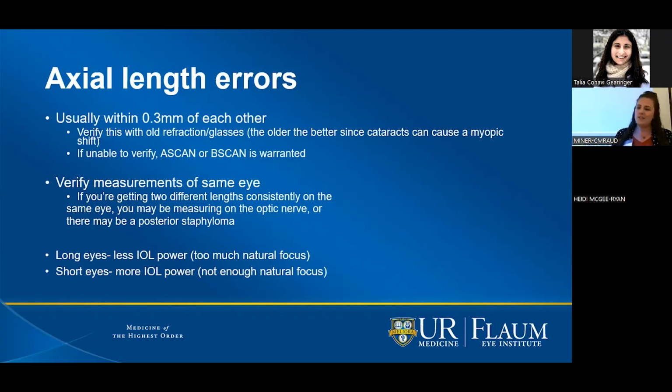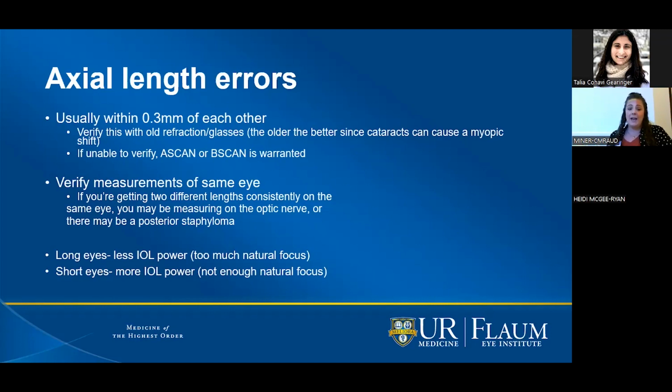So go back as far as you can to see if you can find an old pair of glasses to verify that. If you're seeing that the right eye has a longer axial length than the left eye, that patient should be more myopic in the right than in the left when you're correlating with glasses or refraction. If you're unable to verify that, going back and doing an immersion A scan can be really helpful, because you can verify the axial length of each eye individually that way.